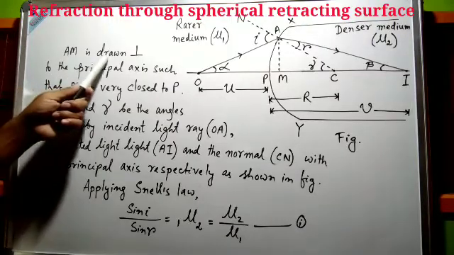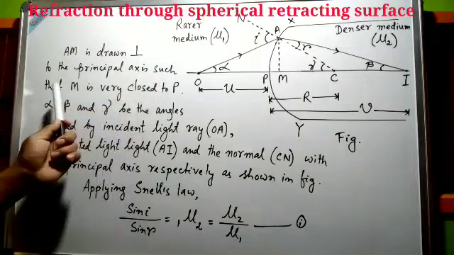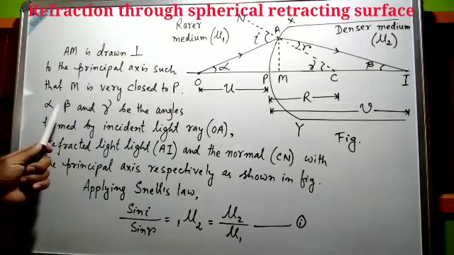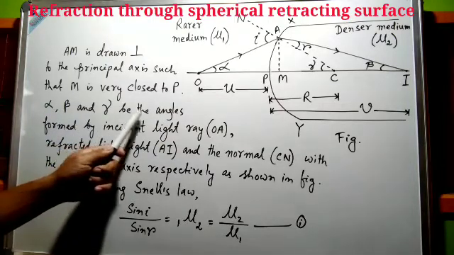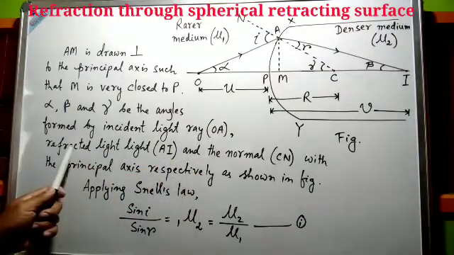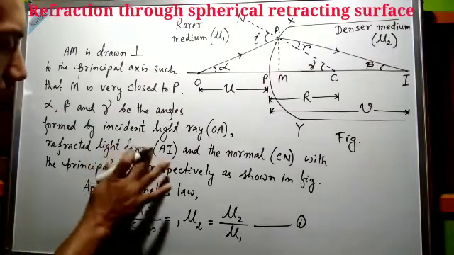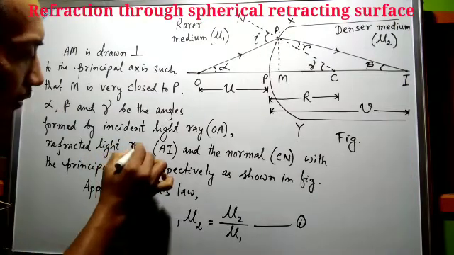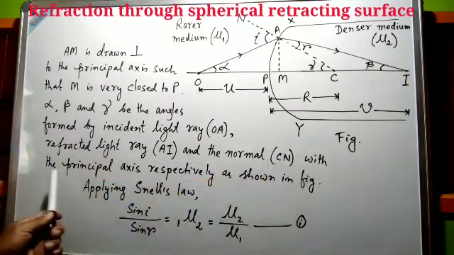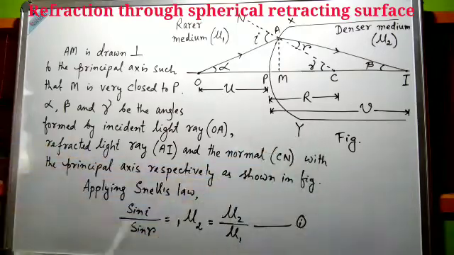Then AM is drawn perpendicular to the principal axis such that M is very close to P. Alpha, beta and gamma be the angles formed by incident light ray OA, refracted light ray AI, and the normal CN with the principal axis respectively as shown in figure.